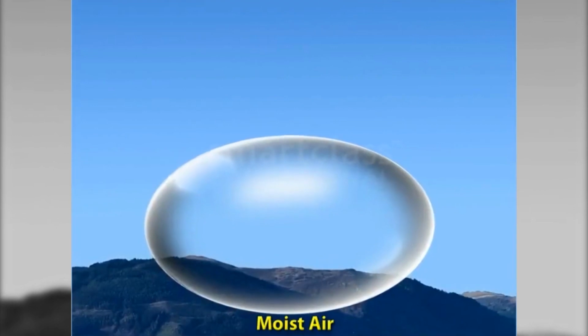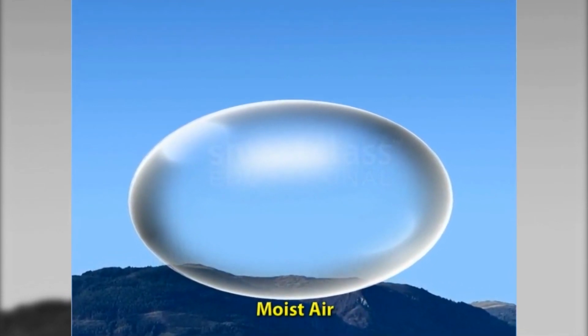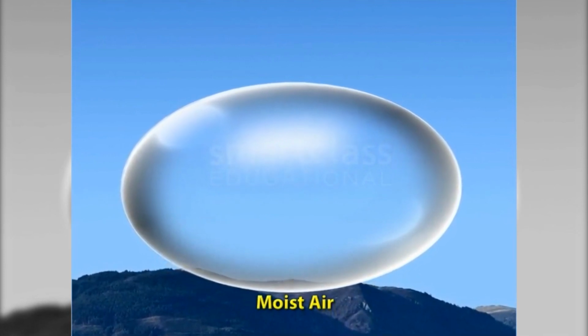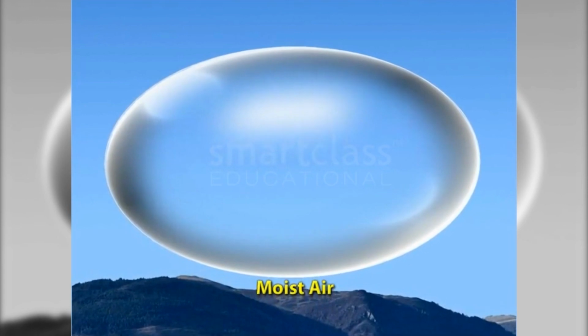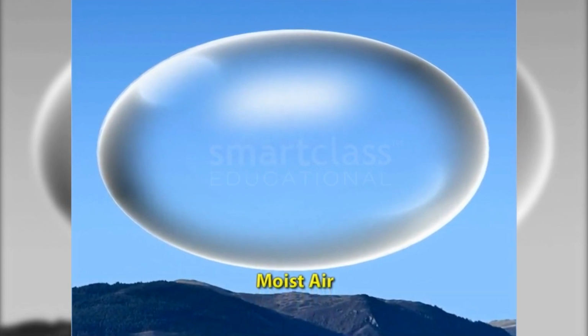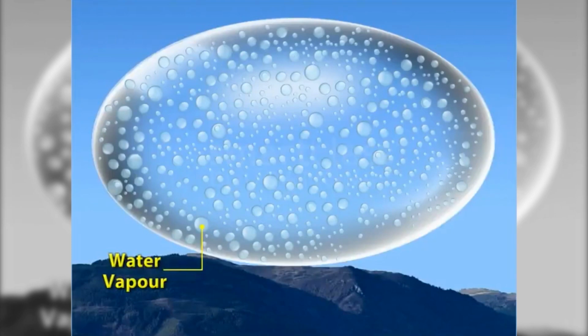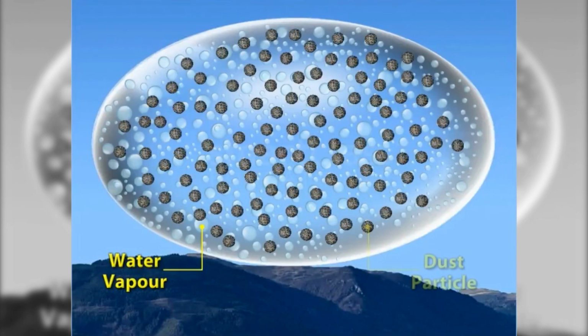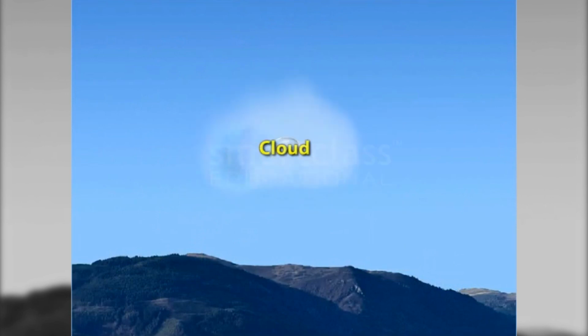The moist air rises to higher altitudes, where the temperature is lower and cools down. The water vapor in the air reaches its dew point, which is the temperature for water vapor to condense into water droplets. Water vapor condenses around small particles of dust available in the atmosphere to form clouds.